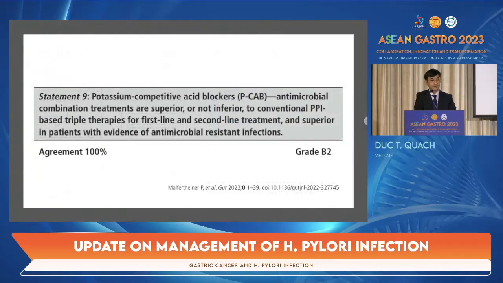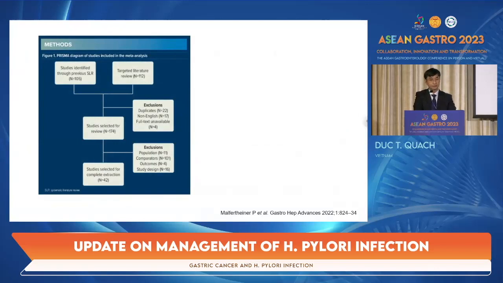So in the Maastricht 6, there's also a recommendation regarding the PCAB. It is to be considered superior, or at least not inferior, to conventional PPI-based triple therapy for first-line and second-line treatment. And it's superior for patients with evidence of antimicrobial resistant infection. And recently we have stronger data to support this.